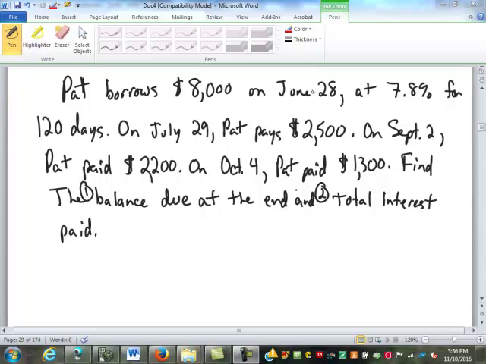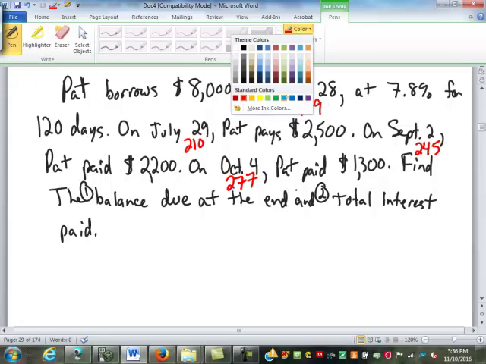Can I get somebody to look up the dates for me on the date chart in your book on page 396, I believe? June 28th is what day? 179. July 29th is 210. September 2nd, 245, and October 4th, 277. So we have all of our days.